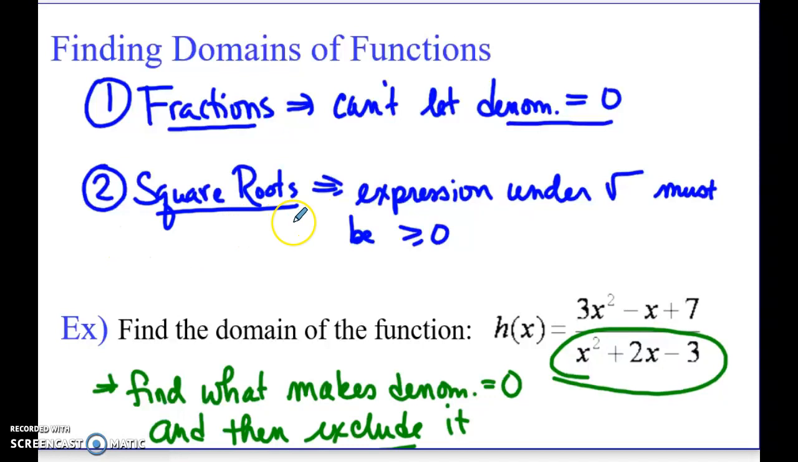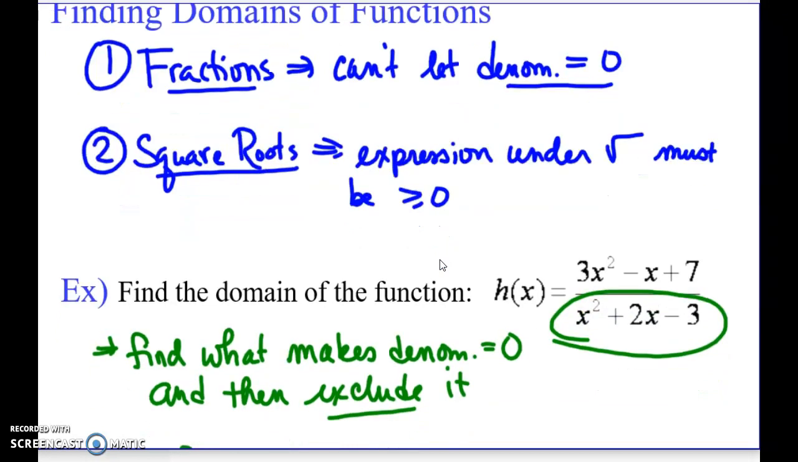The second situation we're going to have to be concerned about are square roots. And the reason for that is when I take the square root of a negative, I get an imaginary number, not a real number. So we're going to want to keep that expression that's under the root non-negative, or greater than or equal to 0.